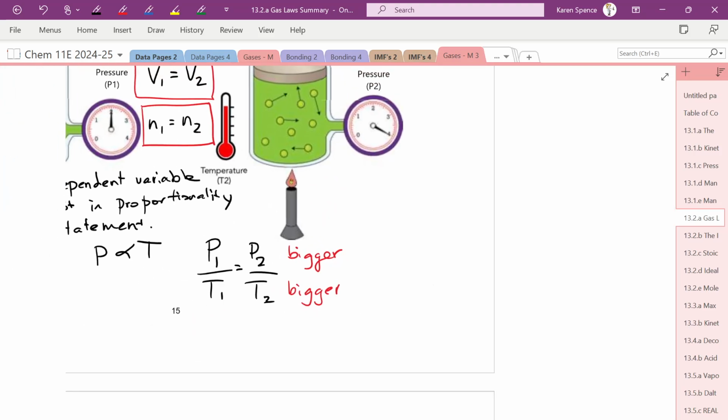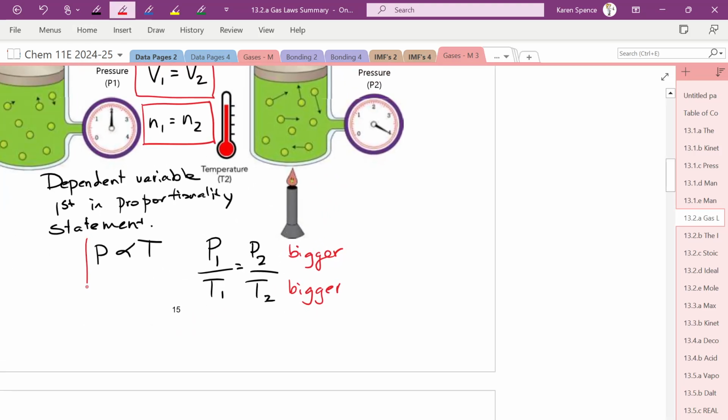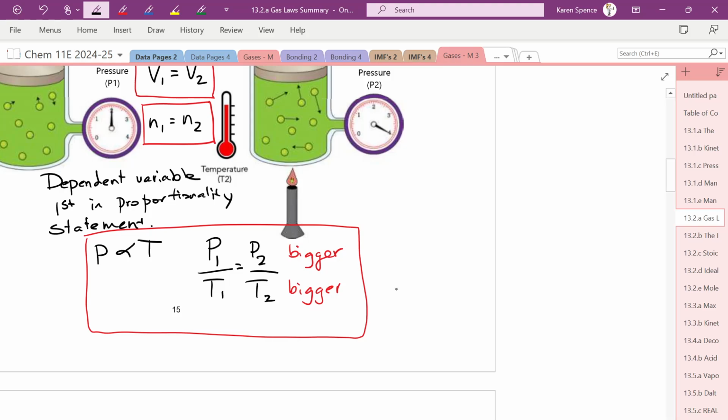What would the graph of the pressure-temperature relationship look like? First of all, which one would be on the x-axis? This is back on page 15. Temperature is going to be on the x-axis. That's what we're changing. Pressure is here. And that is a what kind of relationship? Linear relationship, direct relationship.